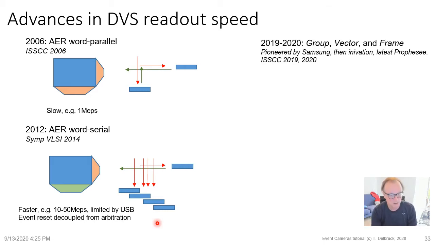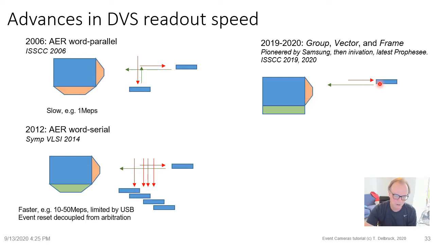This trend has continued now in industry developments, in particular from 2019 and 2020, with so-called group, vector, and frame-based readout. I'll just outline it, but you should look at these papers for the details. Again, you have an arbiter for the rows, same thing as before, so that selects a particular row with an active pixel in it. So you can send out the row address, but now the column addresses are sent out in group or vector or frame-based mode, right?